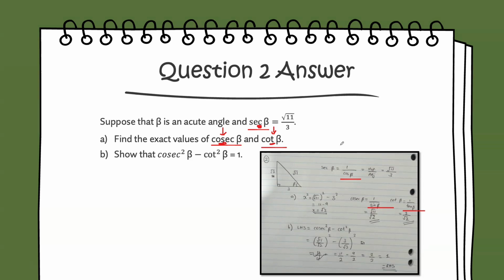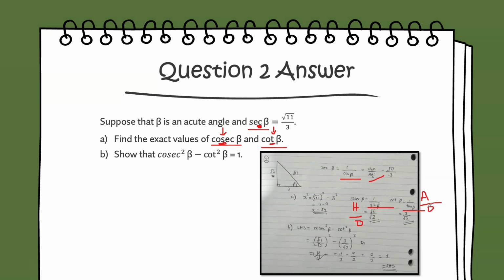Now, since we know that cos is adjacent over hypotenuse, the reciprocal of that would be hypotenuse over adjacent, similar to sine, right? If sine is opposite over hypotenuse, the reciprocal is going to be hypotenuse over opposite. And if tan is opposite over adjacent, the reciprocal is going to be adjacent over opposite.